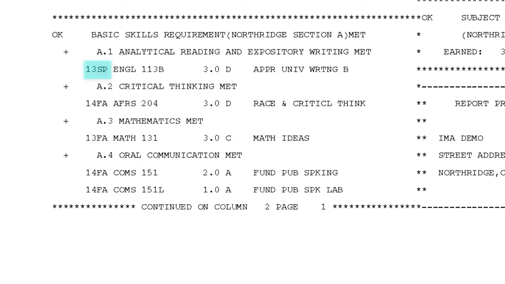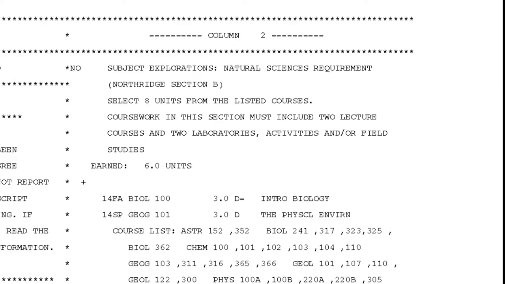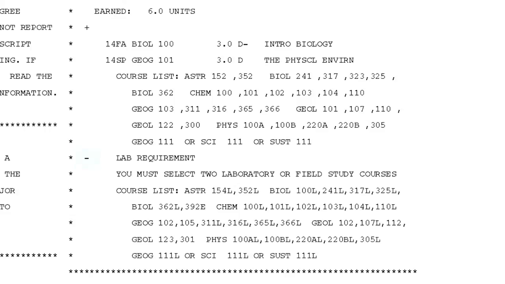The semester the course was taken, the course title, the number of units earned, the grade, and a shortened name of the course should be displayed. Moving to the top of column 2, we see a section that has a No instead of an OK. A No at the top of a section indicates that the requirements in that section are not yet complete. In No sections, you will have one or more minus signs indicating specific requirements that have not been met.